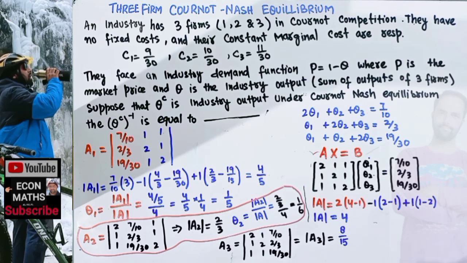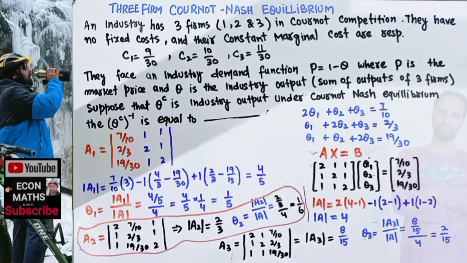Then Q3 will be equal to the determinant of A3 divided by the determinant of A. So we have 8 upon 15, we divide by 4, so we will get 2 upon 15. That means the quantity supplied by firm 3 is 2 upon 15.